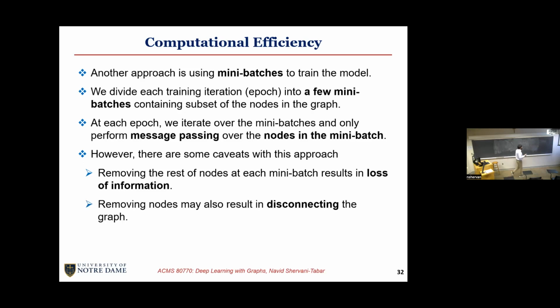Another problem with this is that when you select a mini-batch, there is no guarantee that this mini-batch is just a connected set of nodes. Maybe it's disconnected, right? Because you remove some of the nodes that are in the graph, you remove the edges that are incident to those nodes, and that results in a mini-batch of disconnected nodes. So you need to be careful of how you're selecting your mini-batches as well.